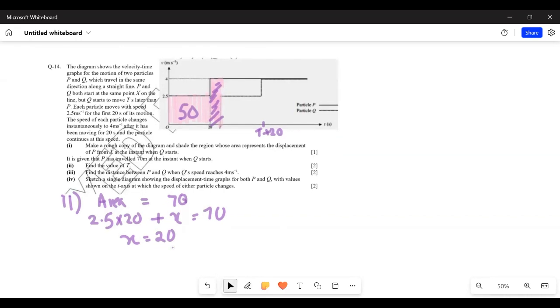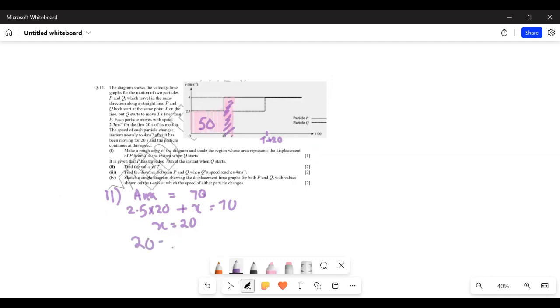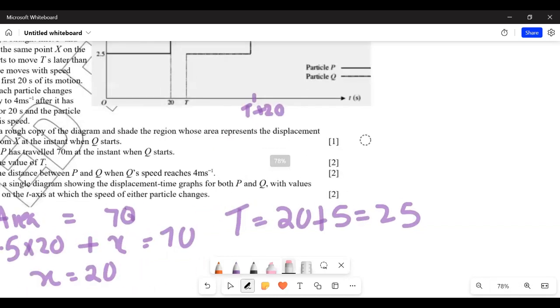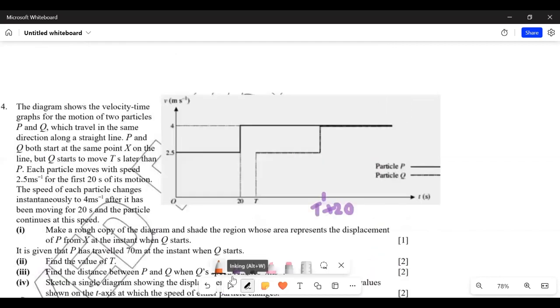Now I'm going to do 20 equals length times width, or base times height. Length is 4, width is, let's call it y, which comes out to be 5. So this distance is 5 units. That means T is 20 plus 5, 25. Okay, so capital T is 25. So I'm writing 25 over here in the figure and then add 20 to it like we had discussed earlier. So this is 25 and this would be 45.